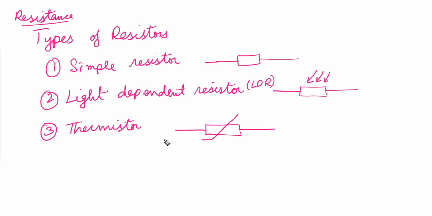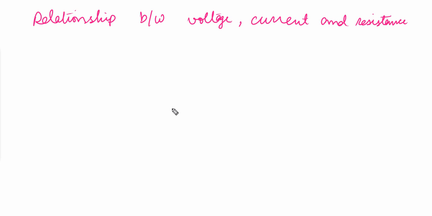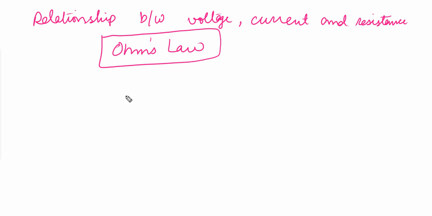Now one thing is left, and that is the relationship between the voltage, resistance and current. So let me just write it down here. The relationship between the voltage, current and resistance is explained by a law, and we call that law Ohm's law. Ohm's law says that the current going through a resistor is directly proportional to the voltage. If you increase the voltage, the current will increase. If you decrease the voltage, the current will decrease. However, the resistance of the resistor should remain constant.